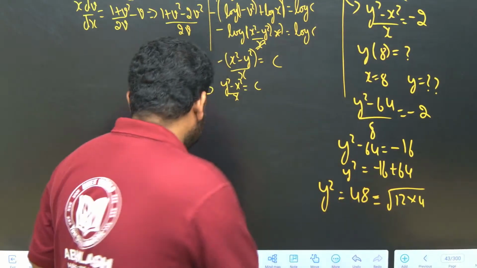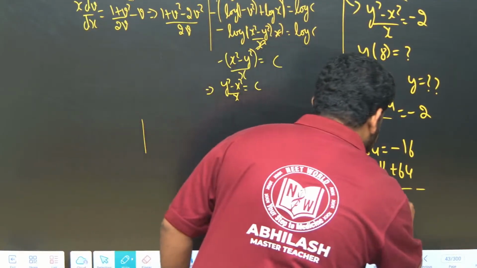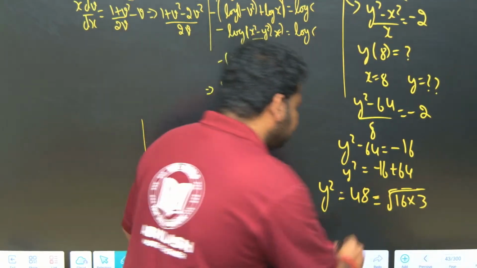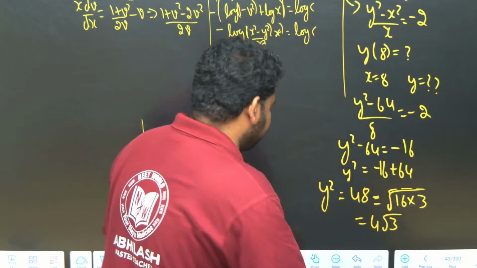16 into 3. So finally 48 can be written as what? 16 into 3. The square root of 16 is nothing but 4, so this will become equal to 4 times root 3. That is 4 root 3. So y will be equal to what?